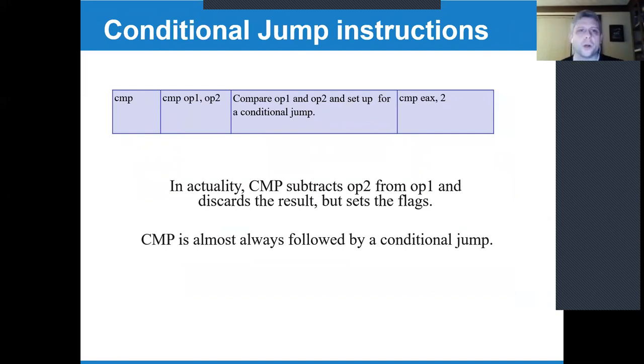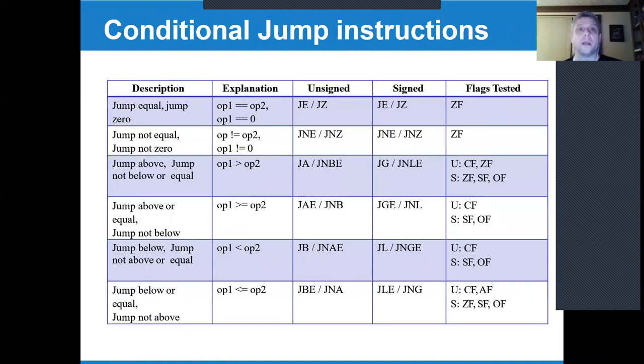Talked about conditional jump instructions. This is the compare, where you compare two different values. And then after the compare, you're going to have some type of jump. So you'll have a compare, comparing two values, and then you'll jump if they're equal, or jump if they're not equal, or jump if they're above or below, and so on. These are used so that you can basically do if statements within an assembler program. And we'll see this as we go through.